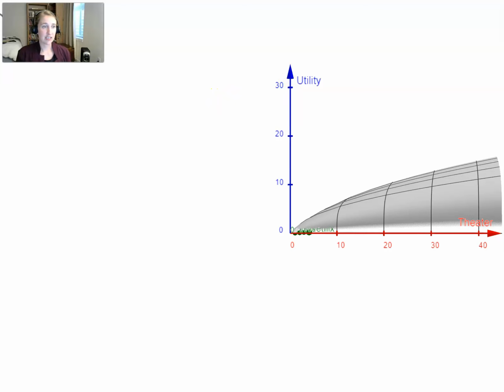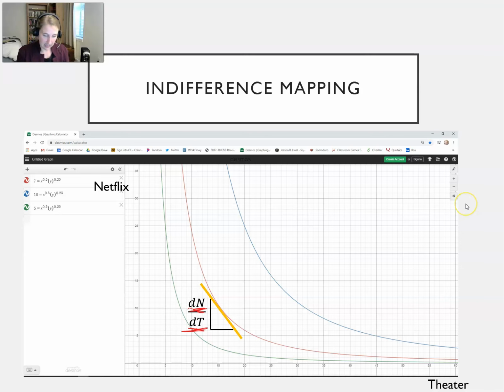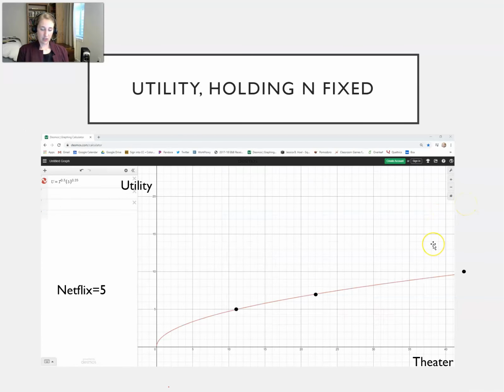Now I'm going to turn on another slice. This is taking a slice through it sideways, so it's fixing the number of Netflix movies watched at 5. Now, why you'd ever want to restrict yourself to only 5 movies on Netflix is beyond me, but whatever. Suppose you did. There it's fixed at 5. And so what you can see there is a utility function that is slowly increasing. So let's go back to the PowerPoint slides and look at that. Okay, so this is the utility function holding the number of Netflix movies constant at 5.